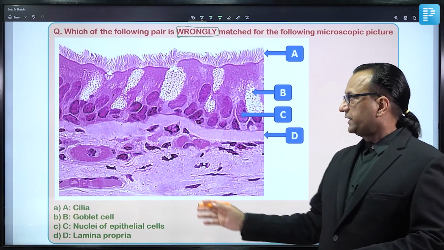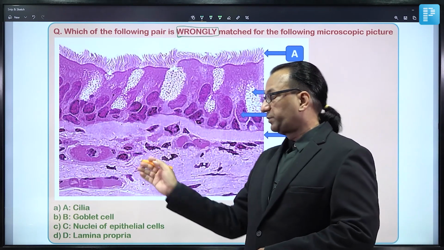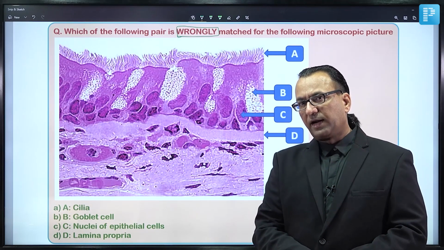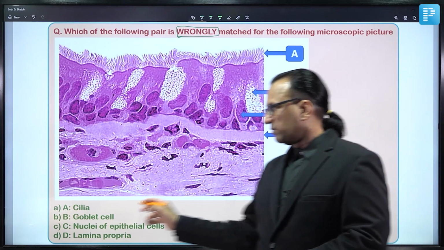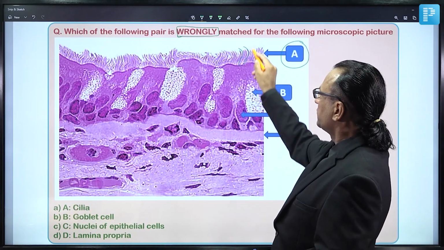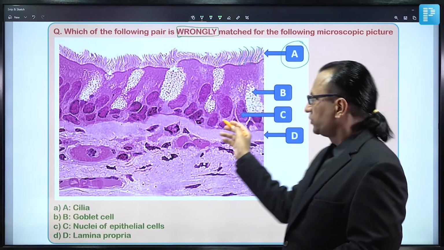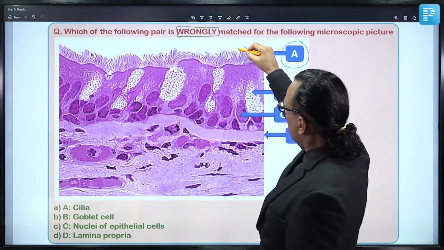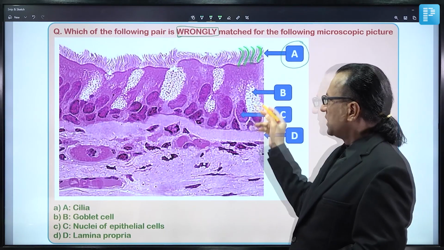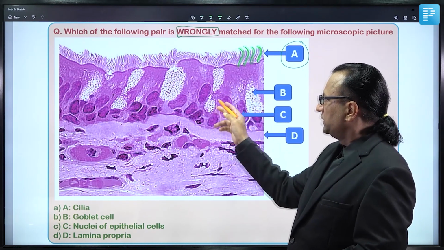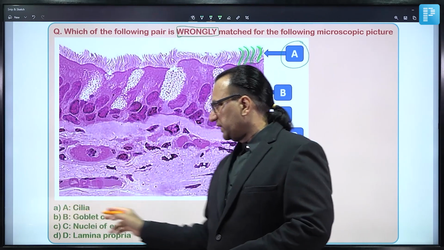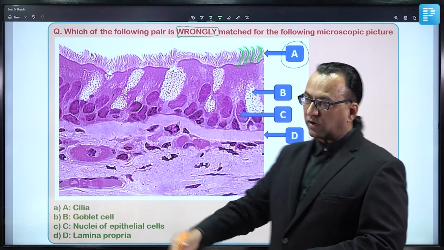As we can make out, it is a microscopic picture of respiratory epithelium, which is pseudo-stratified ciliated columnar epithelium, and it is evident that marker A is definitely the cilia, fine hair-like processes on the apical surface of the epithelium. And then we can also notice that marker B is representing a cell which is having an empty look, and it is basically the mucus which gives it that look. Choice number B is the goblet cell, and that is also a correct marking.